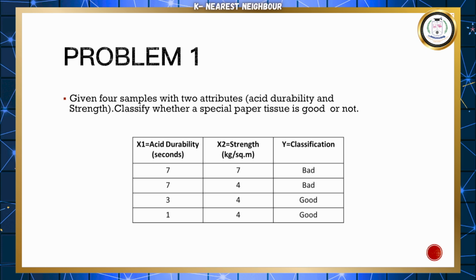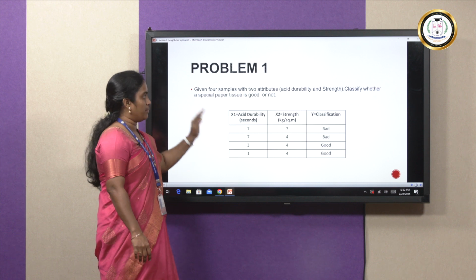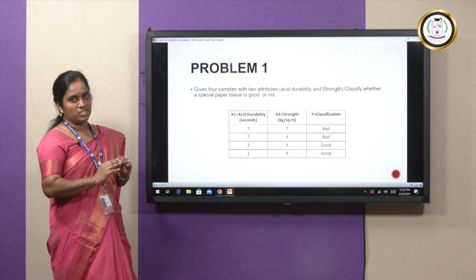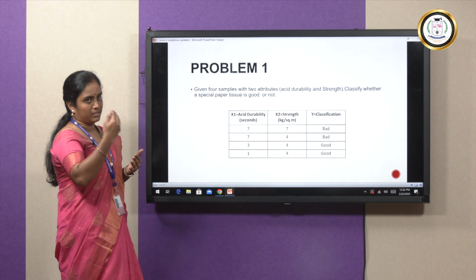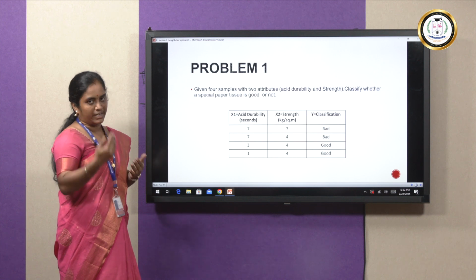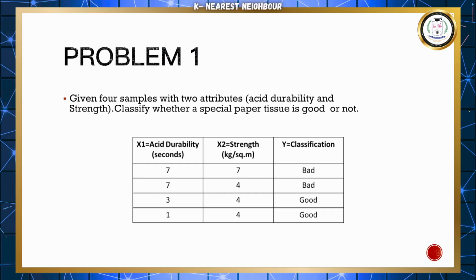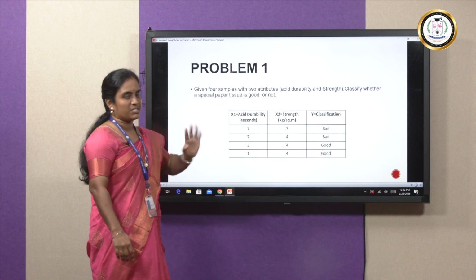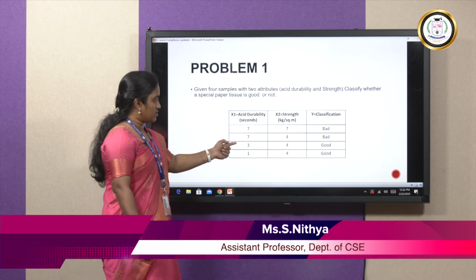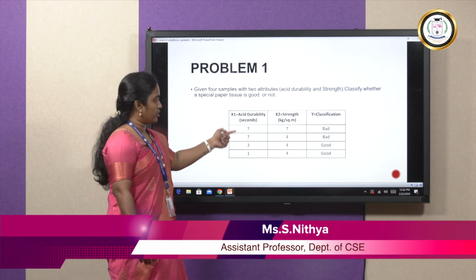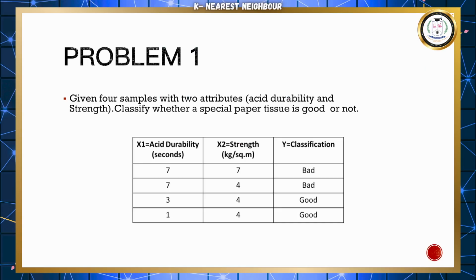And we will take a problem and solve it with K nearest neighbor. Here there are two features, say x1 and x2. The first one is acid durability, and the problem here is that tissue paper has been created and goes for a lab test. We'll have to predict whether it is good or bad based upon the acid durability and its strength. There are 4 data records already given. So if acid durability is 7 and the strength is 7, it is classified as bad tissue paper, whereas we take a good example: acid durability is 3 and the strength is 4, it is classified as good.